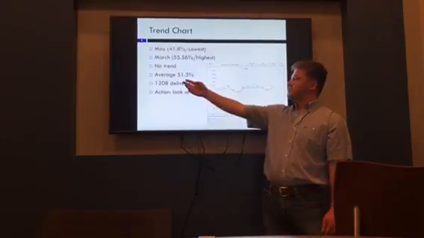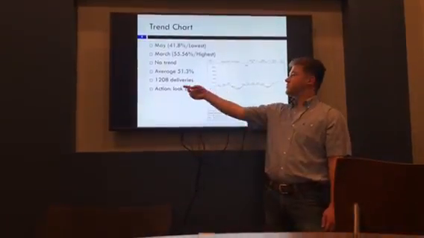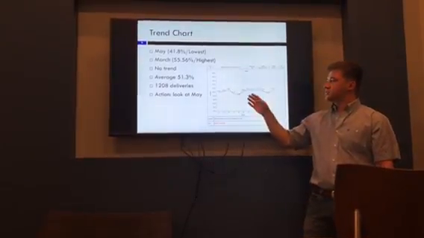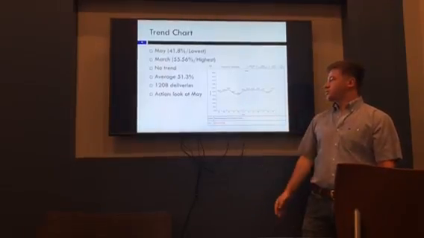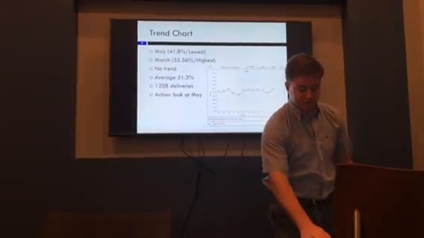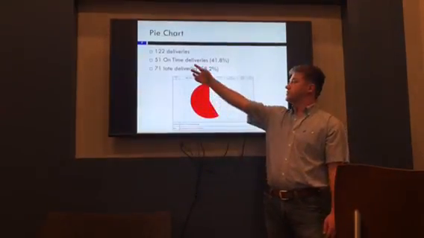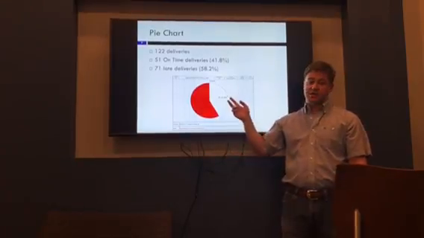The average for on-time deliveries would be 51.3%, and this is out of 1,208 deliveries. And after looking at this, we see May is the lowest. So then our next action would be to look at May by itself in the pie chart. So here's the pie chart. There's 122 deliveries, 51 were on time, 71 were late.